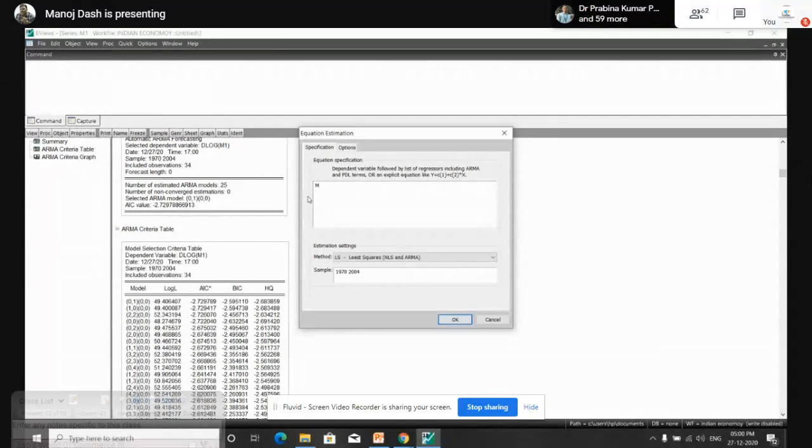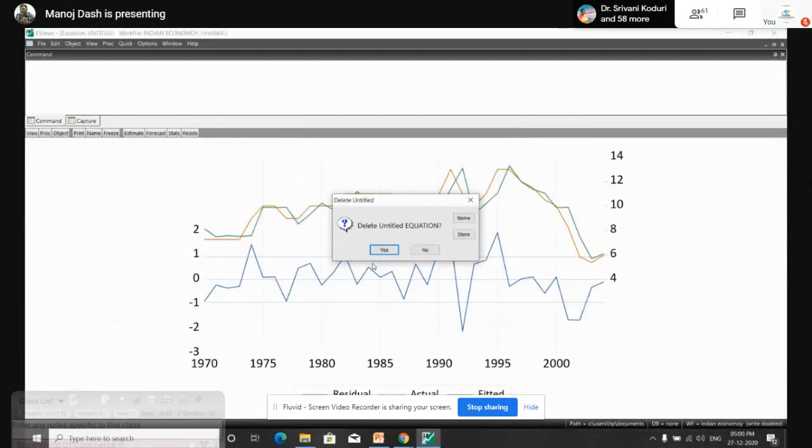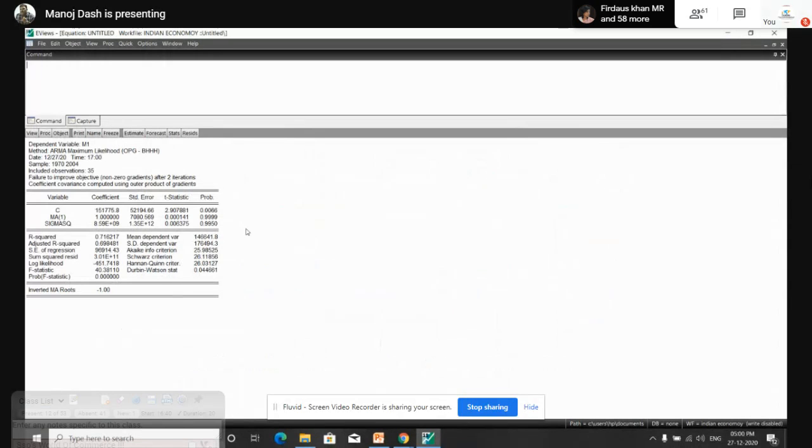Then money supply M3, M1 is equal to C. Is there an autoregressive component? AR1? No, AR0. MA1, moving average 1. So AR0 and moving average 1. Now see, the moving average is not significant.